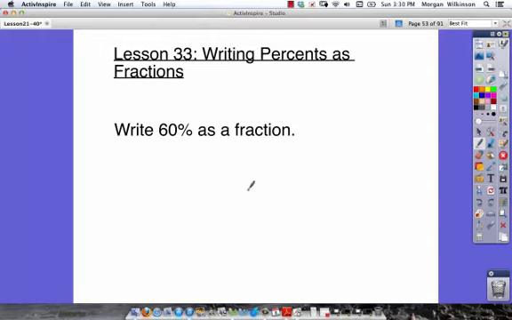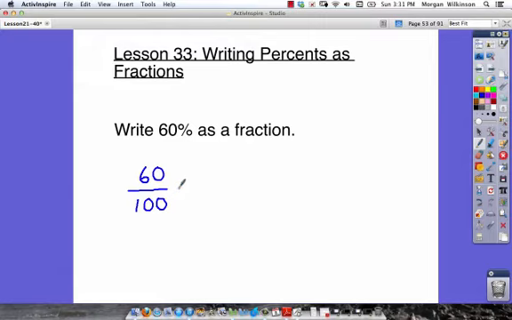Lesson 33 today is called Writing Percents as Fractions. And our first problem is to write 60% as a fraction. Well, the nice thing about percents is they're always out of 100. So if we know that and we want to write 60% as a fraction, that just means 60 out of 100. And from here we can go ahead and write it as a fraction.